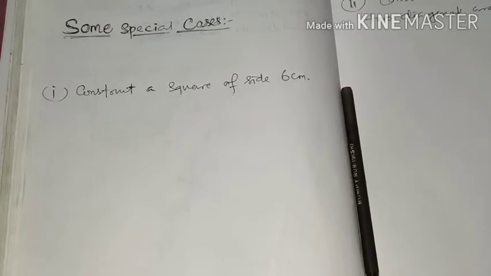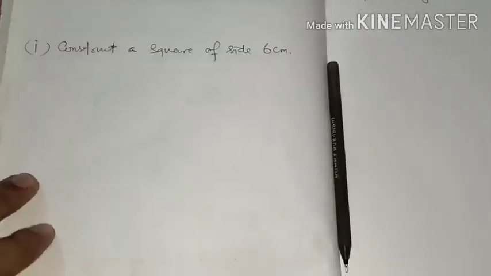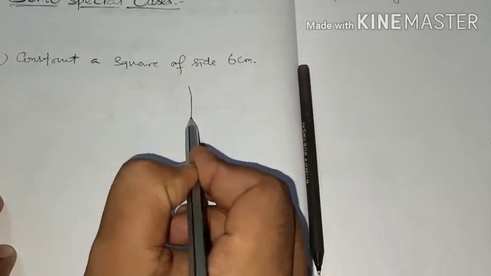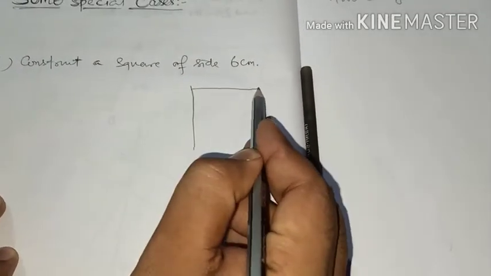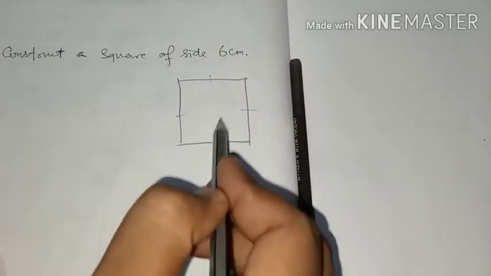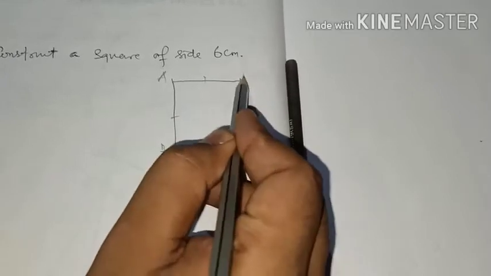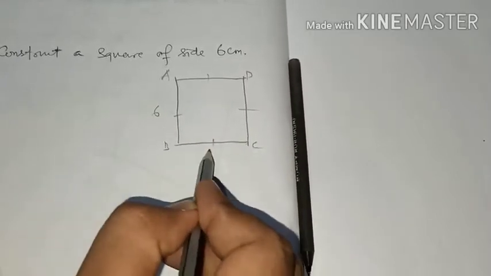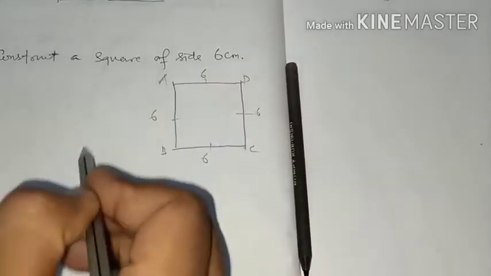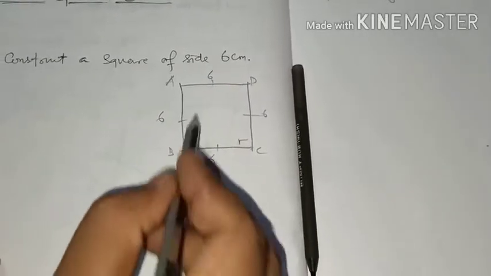For this, let us draw a rough sketch of the figure. If it is a square, all the sides are the same. Here A, B, C, D sides are of the same length, 6 centimeter, 6 centimeter, 6 centimeter, 6 centimeter, and all the angles are the same, right angle or 90 degree.